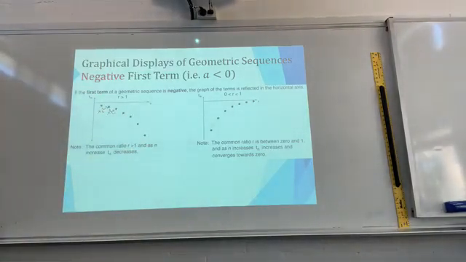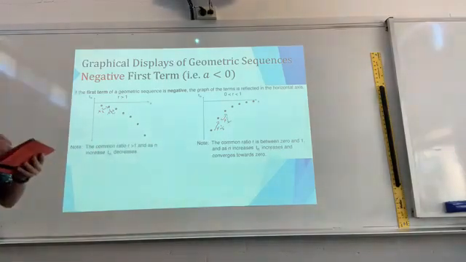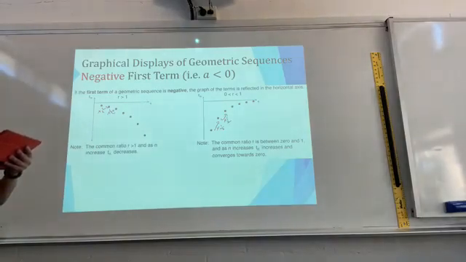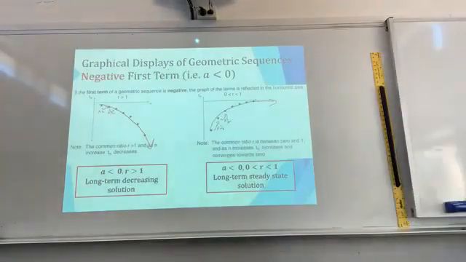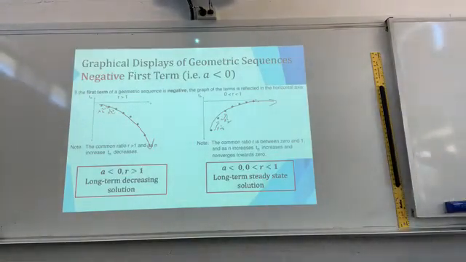Whereas this one, let's say this is multiplied by maybe half. It's going slower and it's actually approaching 0. So here you have a graph something like this, approaching 0. Whereas this one, it will go on and on that way. So here, again, you've got a long-term decreasing solution for the first situation. Second situation, the long-term steady state solution.